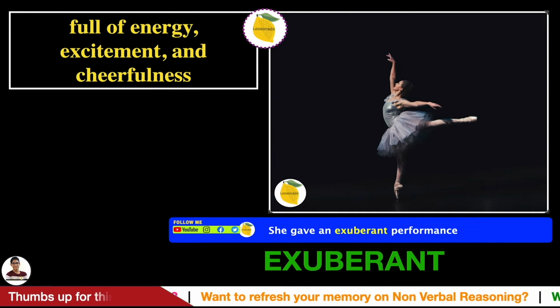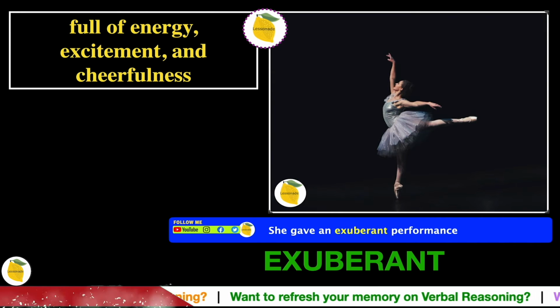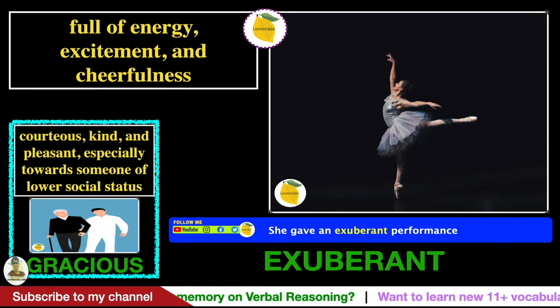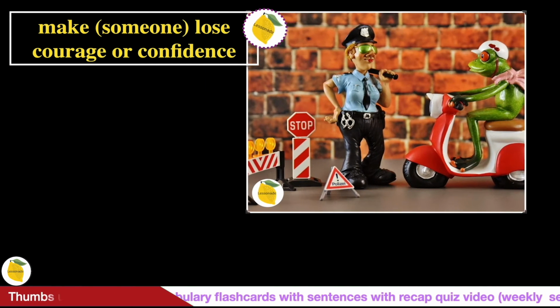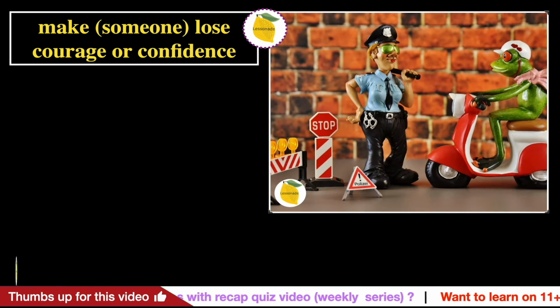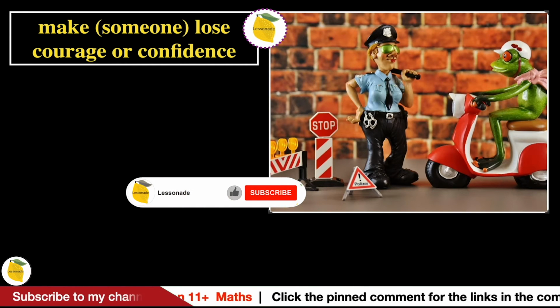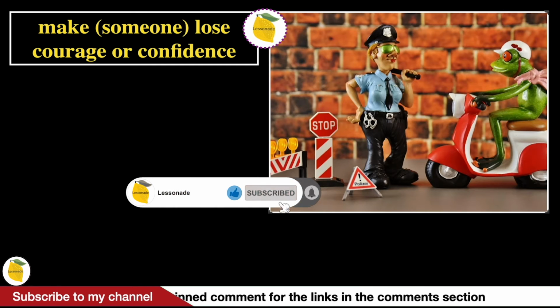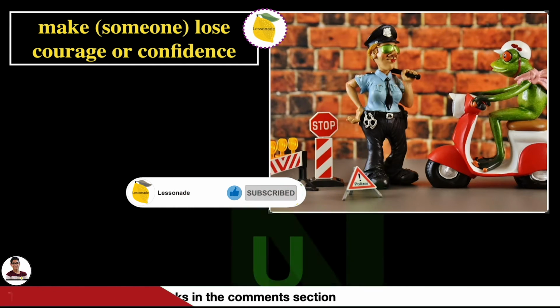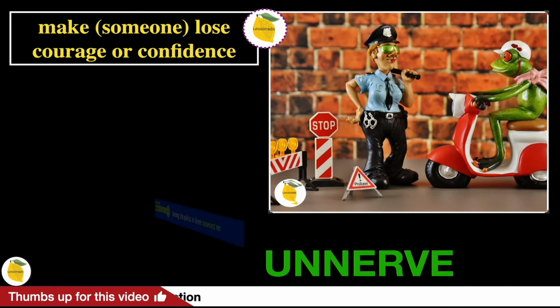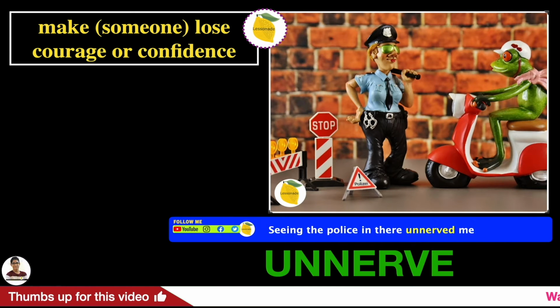So before we go on to the next one, let's try to recall the previous slide. And the previous slide is gracious. Let's go on to the next one. The next one is make someone lose courage or confidence. In this picture, we can see police stopping a driver, and therefore, as a result, they will lose confidence and courage. And therefore, the word will be unnerve. And the sentence for this word is, seeing the police in there unnerved me.